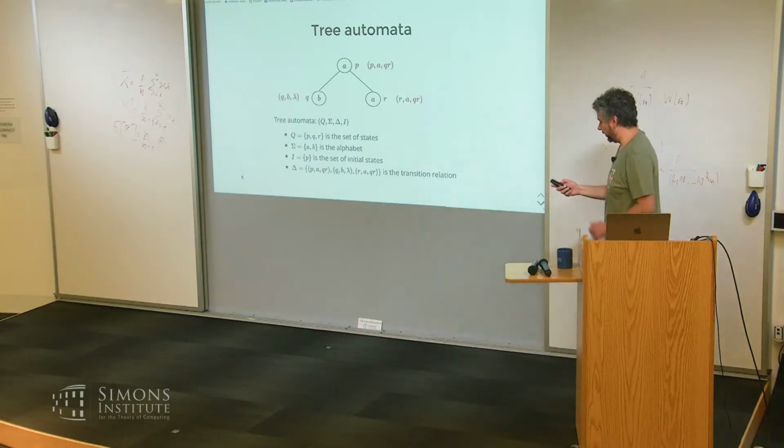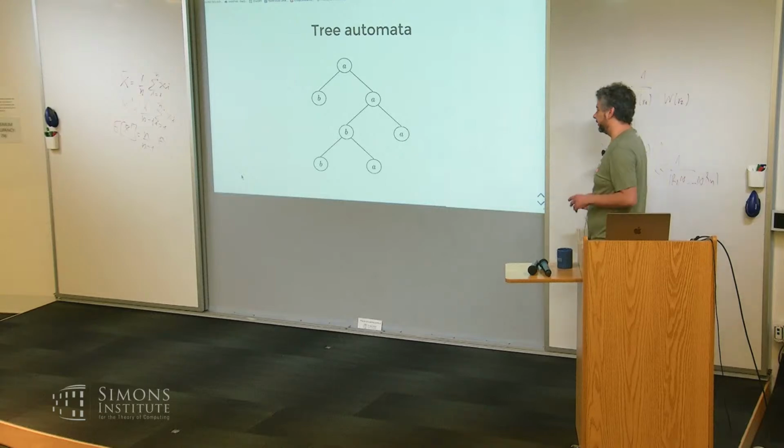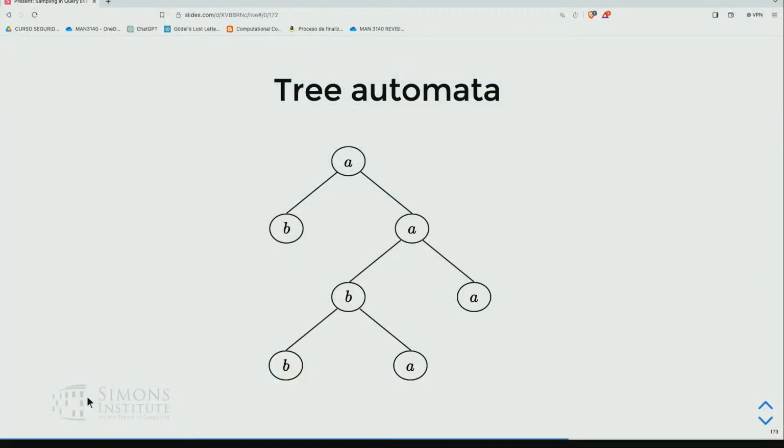Okay, so let me show you an example, one that I think is cool. We would like to design a tree automaton that is going to check whether you have an even number of A's in the tree, right? This is what we want to check. Even number of A's.